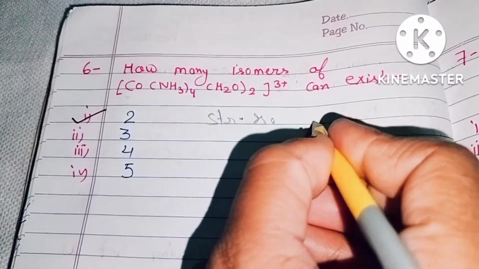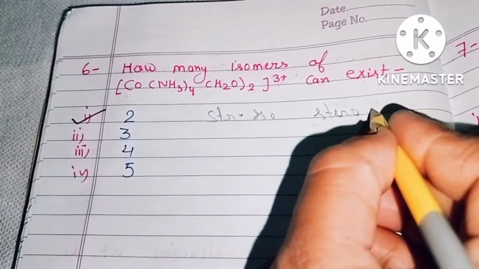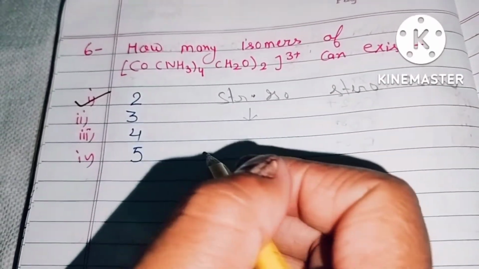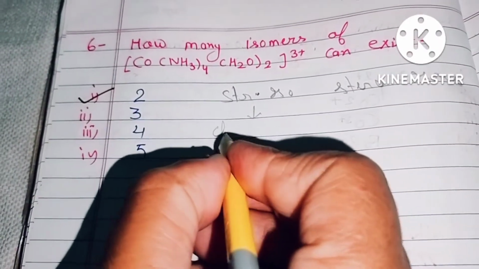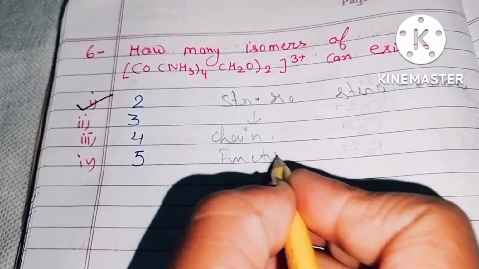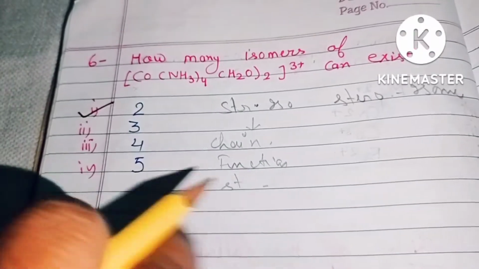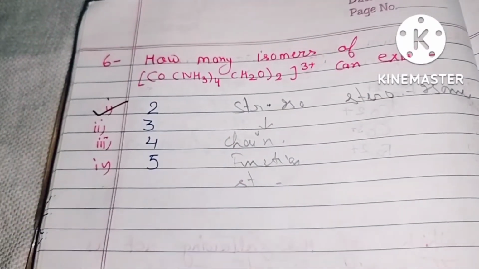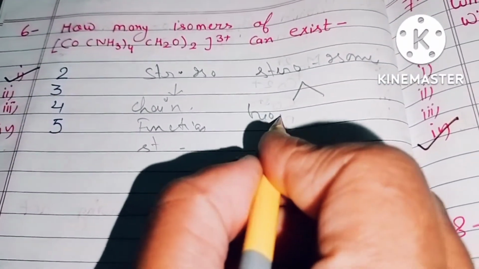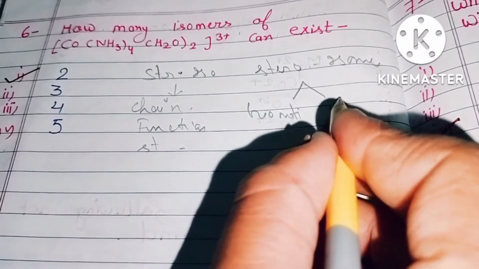and stereoisomers. Okay, structural isomers are of different types like chain isomers, functional group isomers, and so on; there are many types. But stereoisomers are two types.